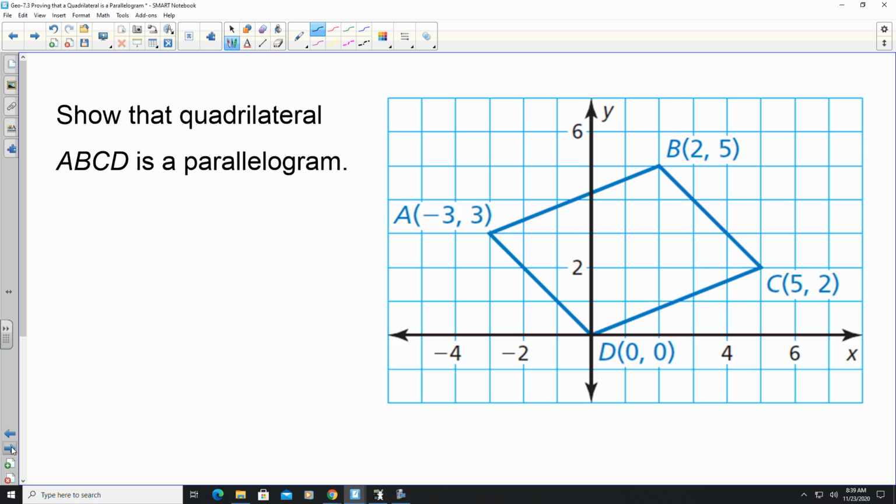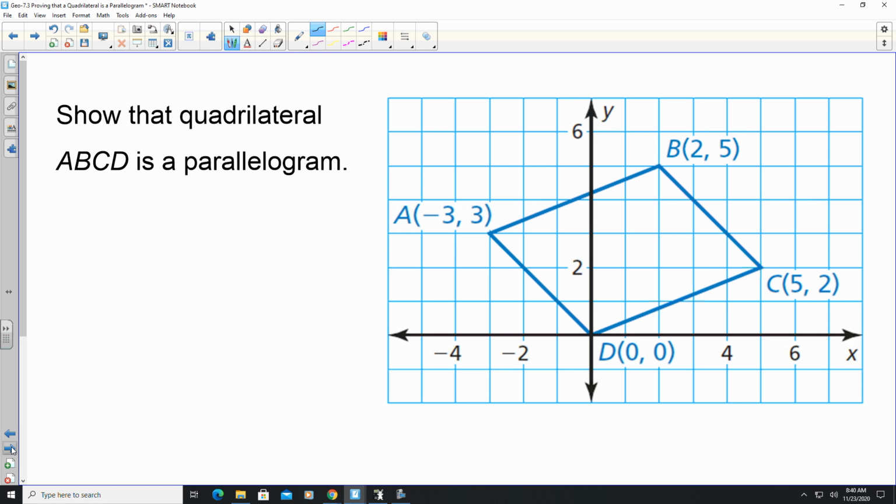For this coordinate plane here, they're asking us to show that quadrilateral ABCD is a parallelogram. So there's several different ways you can go about solving this. What I'm going to do is I'm just going to see if AB is parallel to CD, and I'm going to see if AD is parallel to BC. If those are parallel, then I can say that that quadrilateral is in fact a parallelogram.